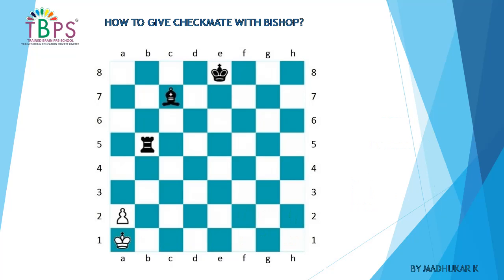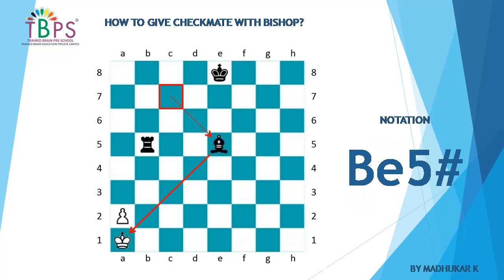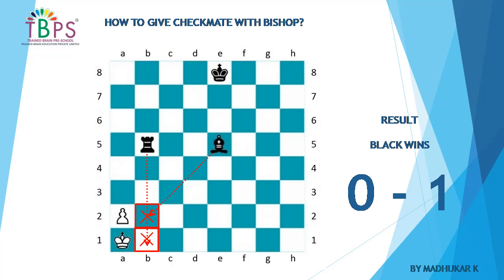Here, the bishop which is on c7 square moves to e5 square to give check to the king. The white king has no safe squares to move. The a2 square is occupied by white's own pawn, the b1 square is controlled by the rook, and the b2 square is controlled by both the rook and the bishop. So, we call this situation checkmate.